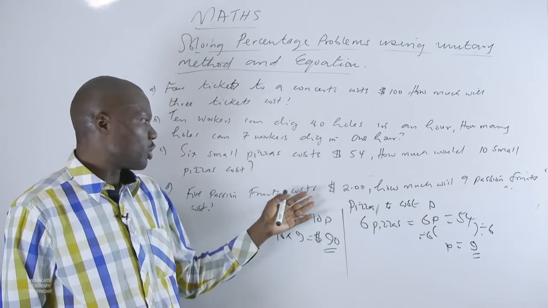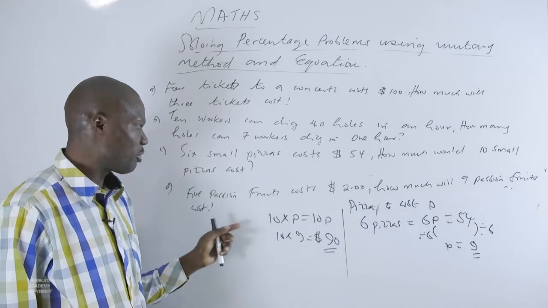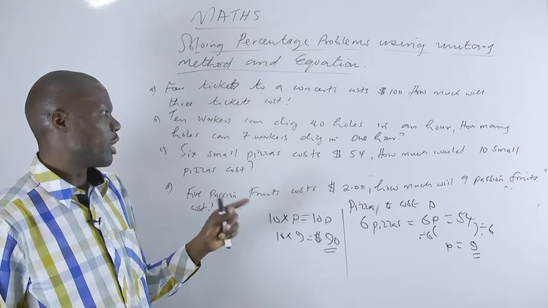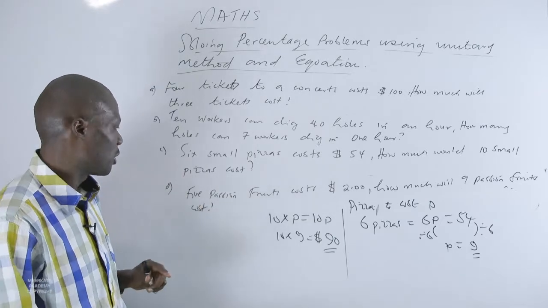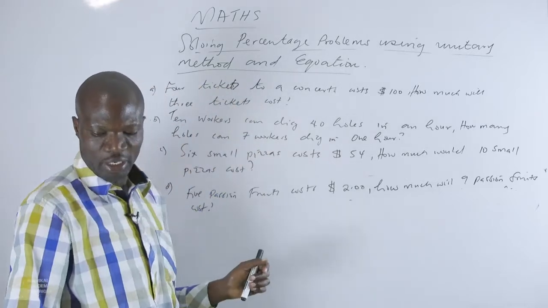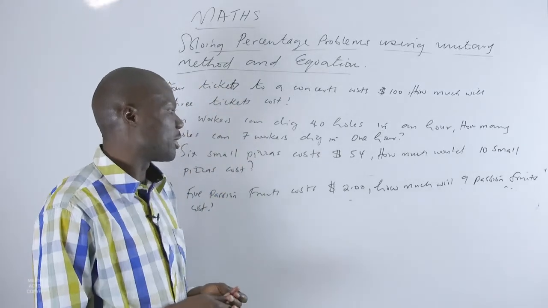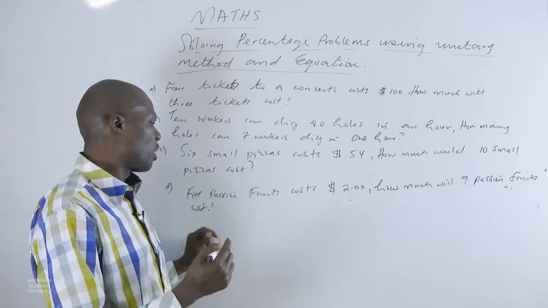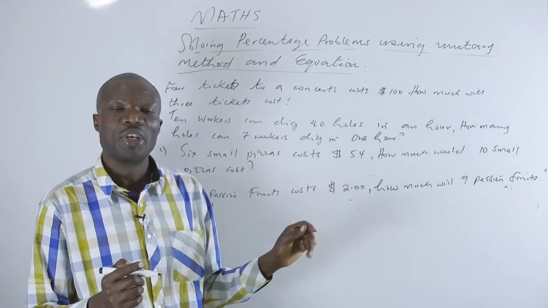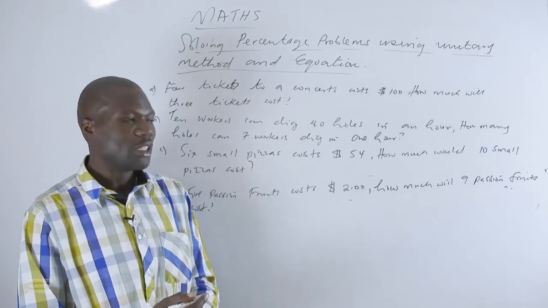5 passion fruits costing $2. 5 costs $2. How much will 9 passions cost? This is an interesting one because it requires us to understand the fraction part. So if 5 costs 2, then 1 will cost 2 over 5, right?